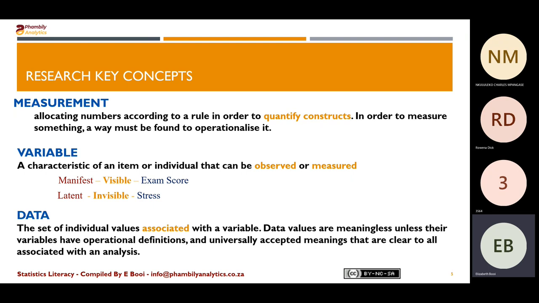A latent variable will be stress, because it is invisible. Nobody can see it unless we measure the stress levels and we are able to see that you are stressed. So anything that is invisible is latent. Everything that is visible is manifest.